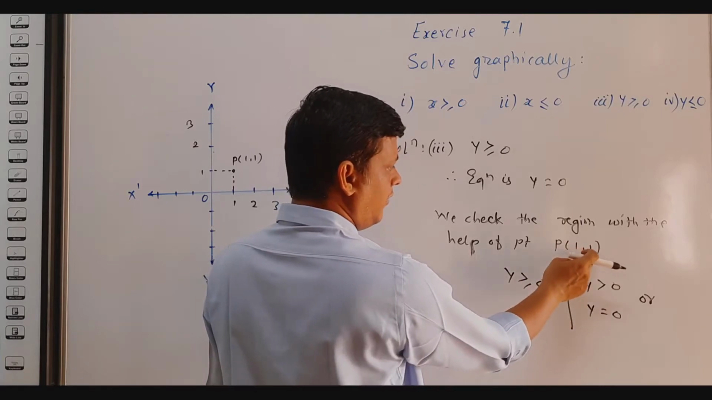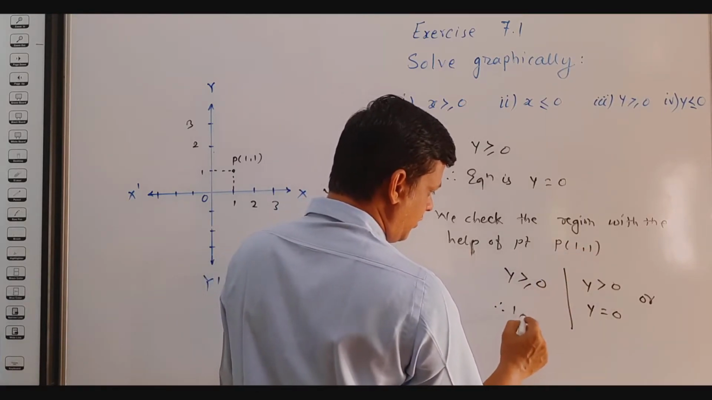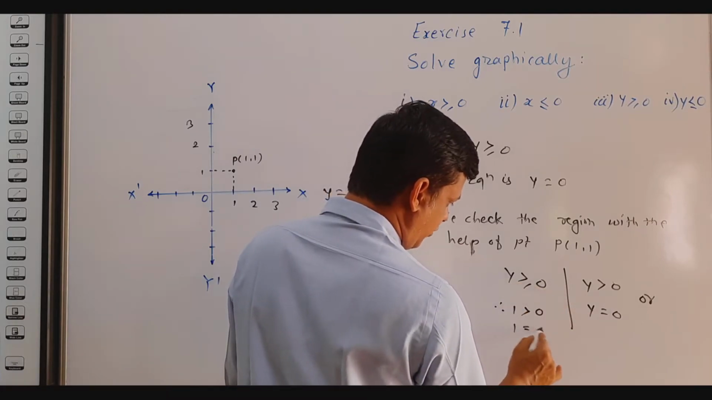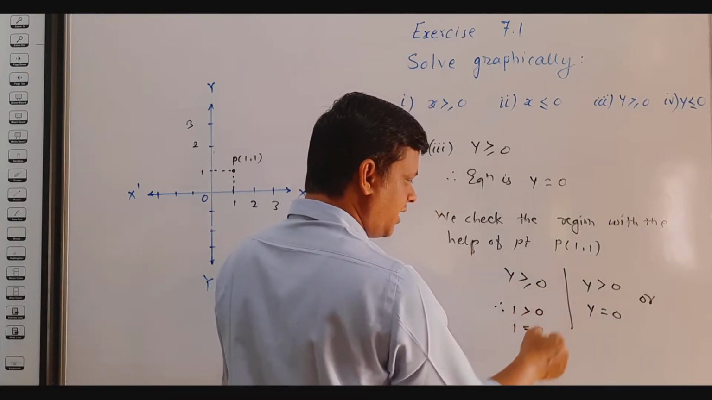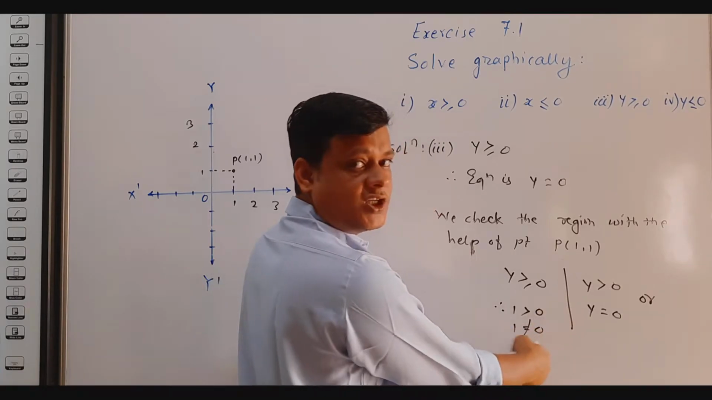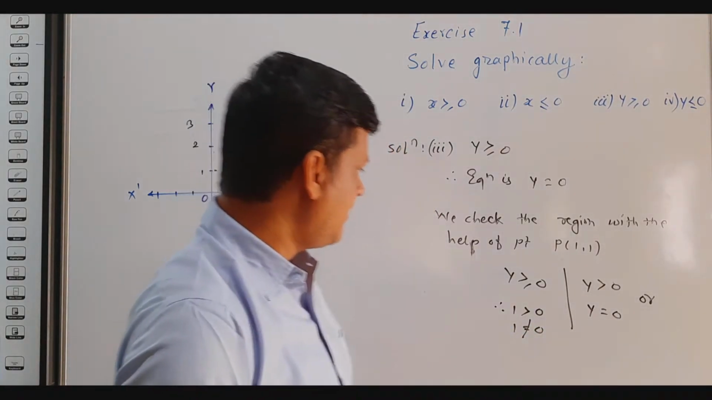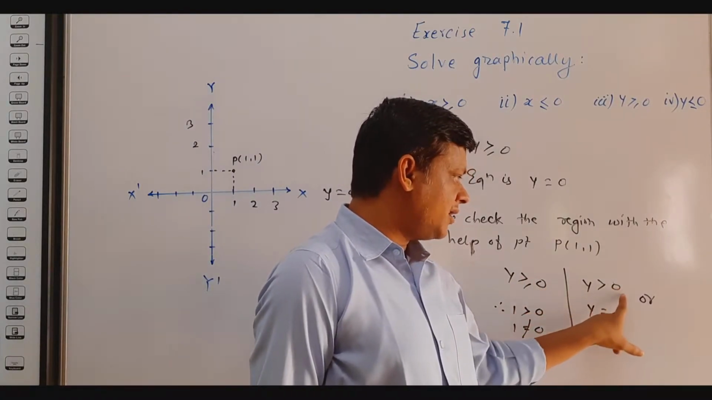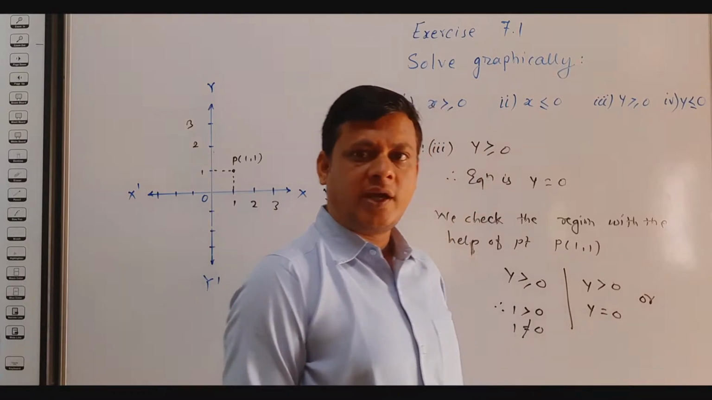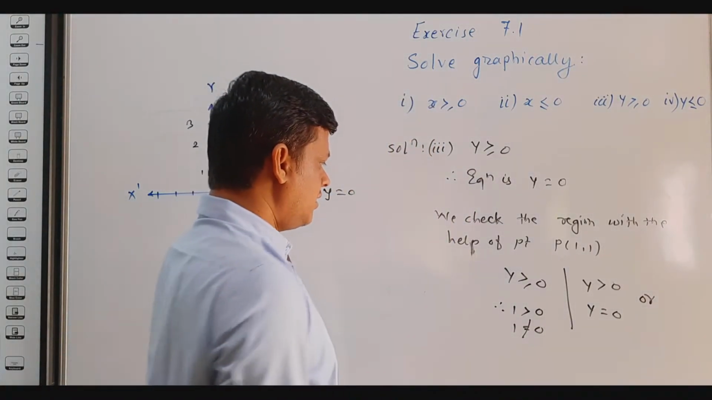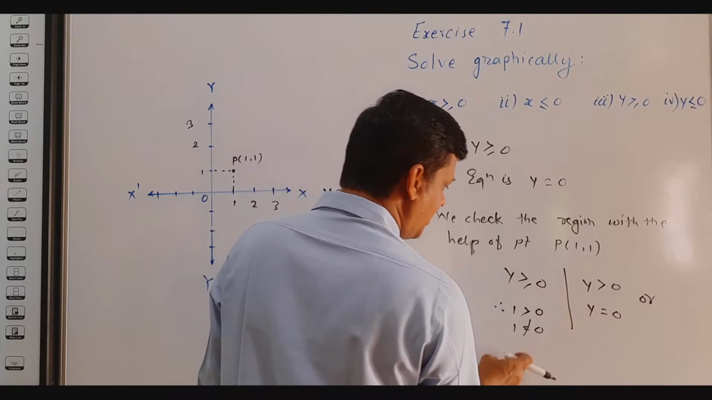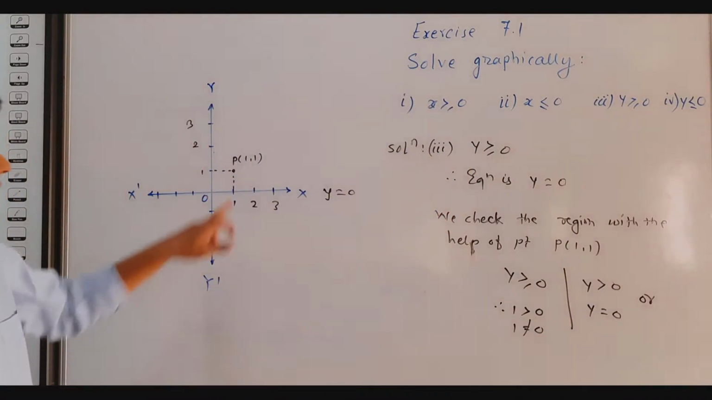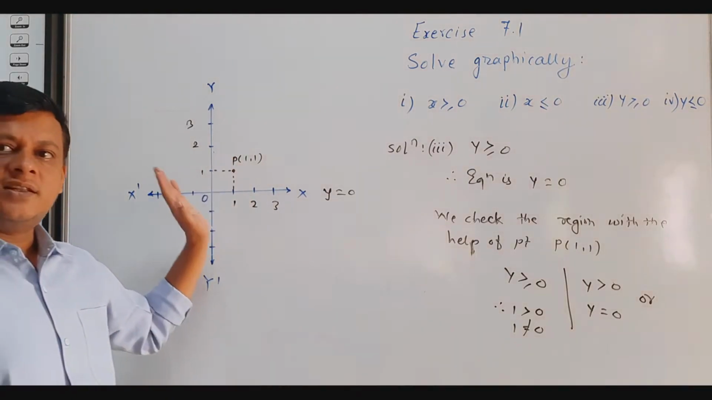Now here y equals 1, therefore 1 is greater than 0, and second, 1 is not equal to 0. We know that 1 is greater than 0, that means the first condition is satisfied, the second condition is not satisfied. But here y greater than or equal to 0 means y greater than 0 or y equal to 0. We require any one condition for satisfying the given inequality. Here one condition is satisfied, 1 greater than 0, that means this point lies in the region.